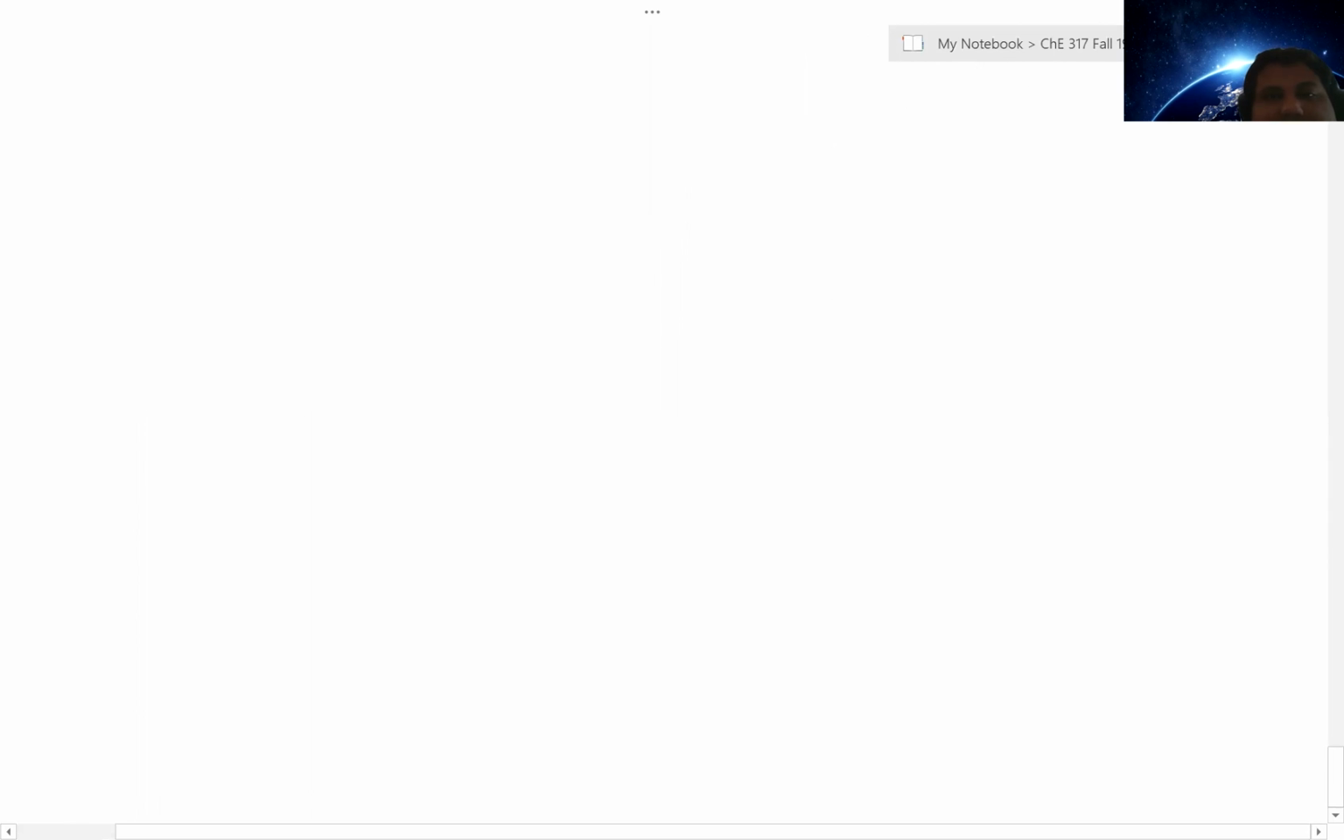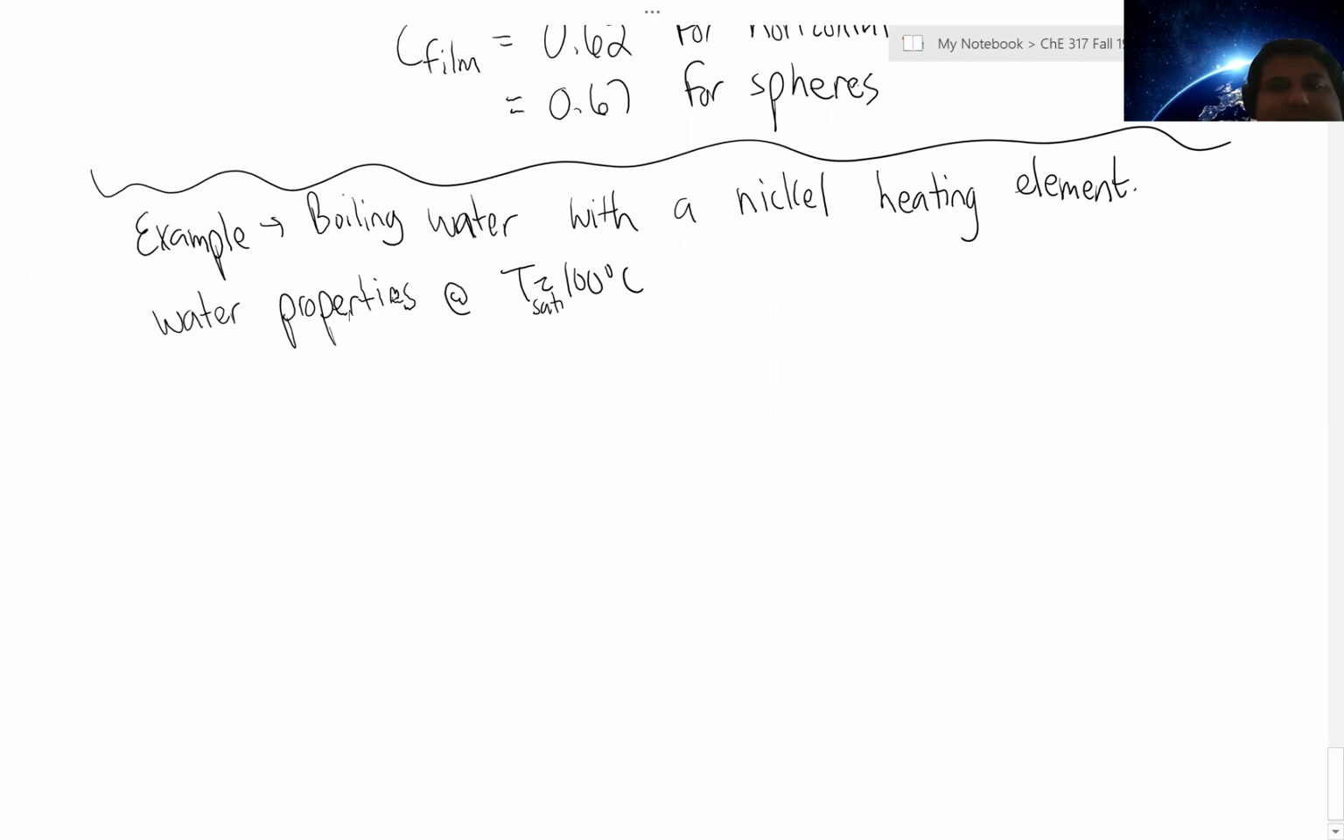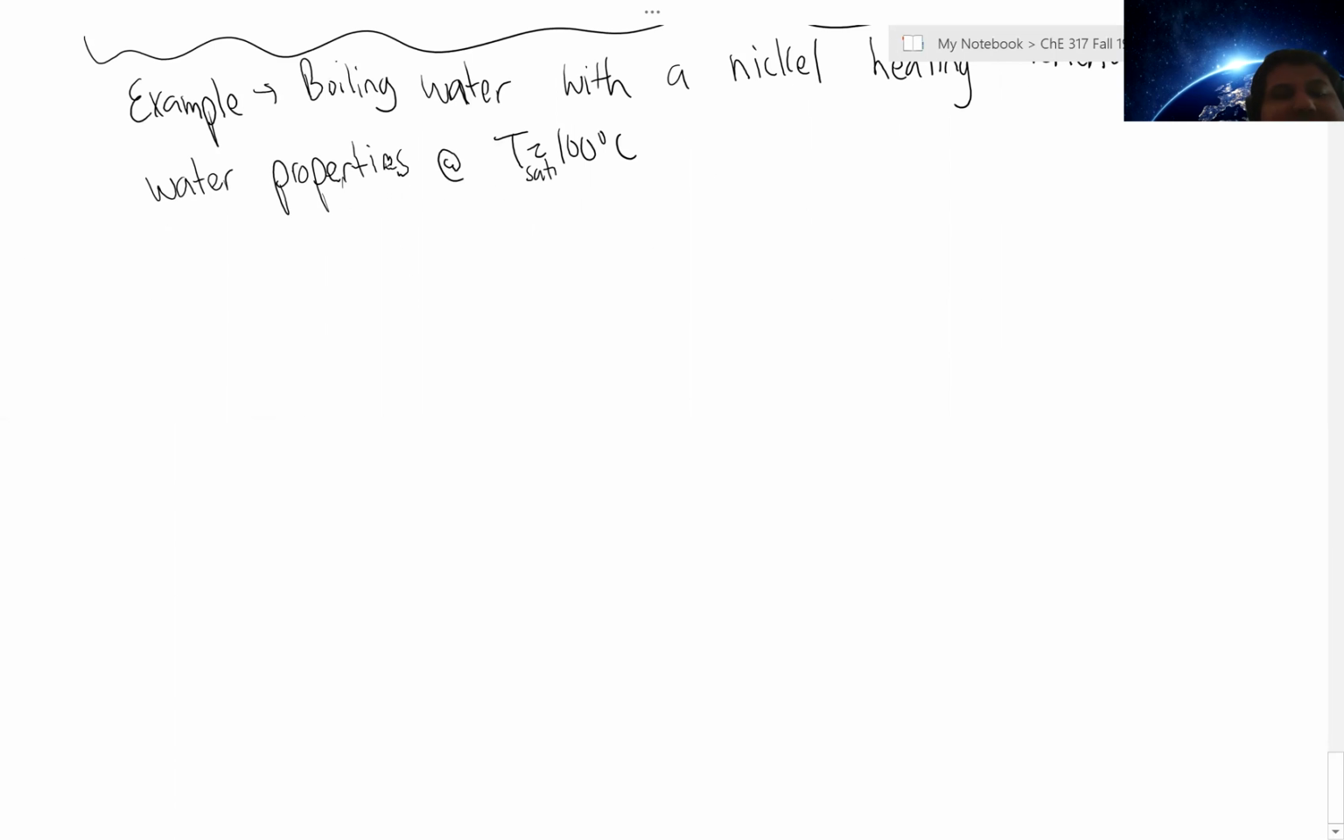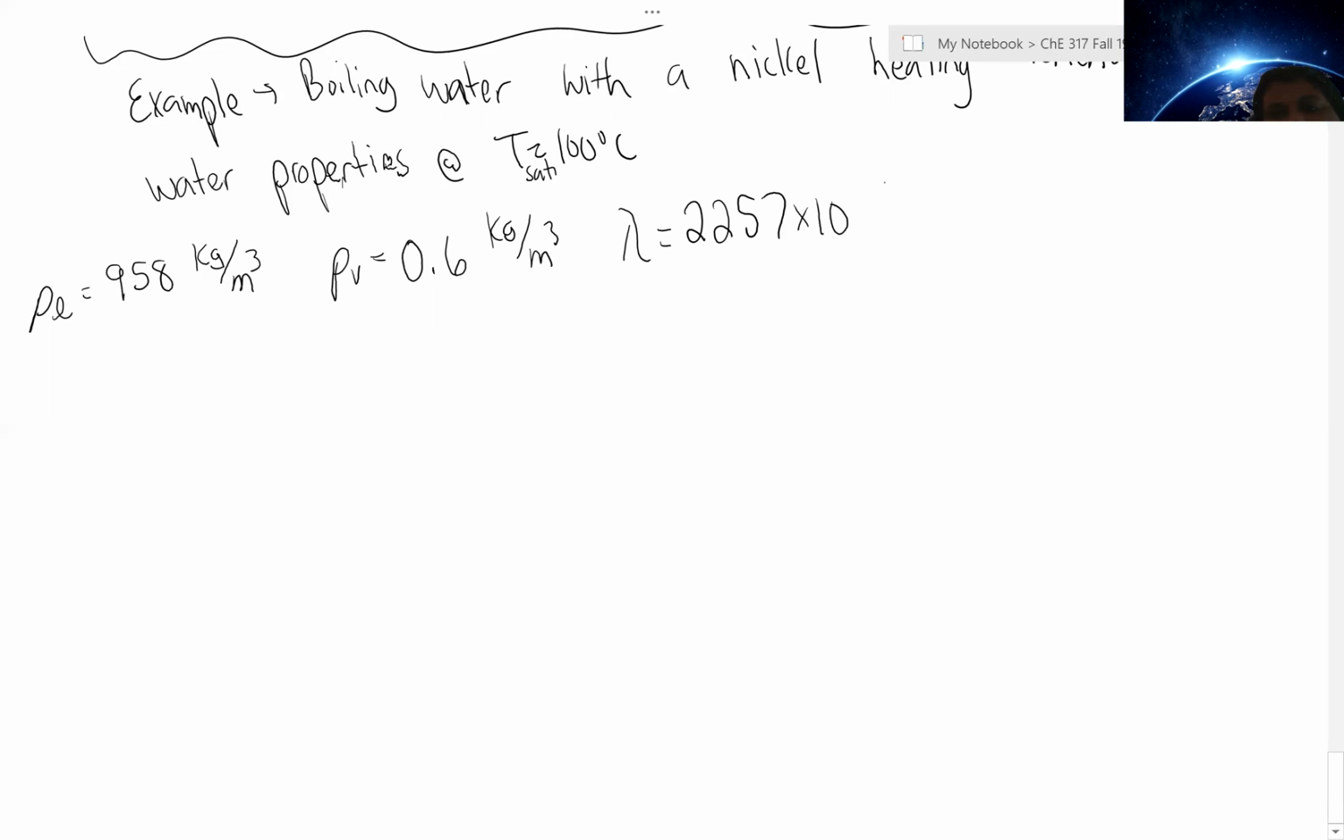So if I go to Google and look up some of these values, I find the density of my liquid is 958 kilograms per cubic meter. The density of my vapor is approximately 0.6 kilograms per cubic meter. My enthalpy of vaporization lambda is 2,257 kilojoules per kilogram, or I'll just keep it in joules to make calculations easier. My diameter provided was 1 centimeter, or 0.01 meters.